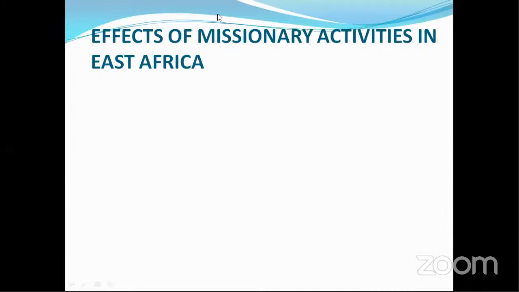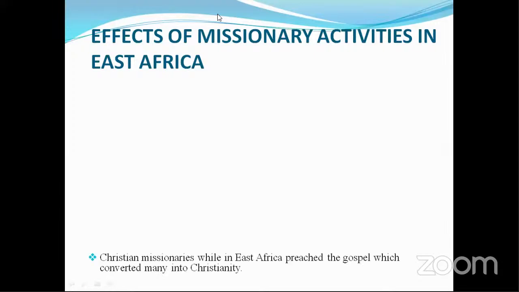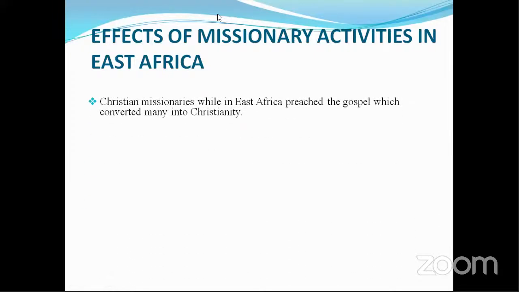So, effects now of the missionary activities in East Africa. We are looking at effect number 1, which is that Christian missionaries while in East Africa preached the gospel, which converted many into Christianity.